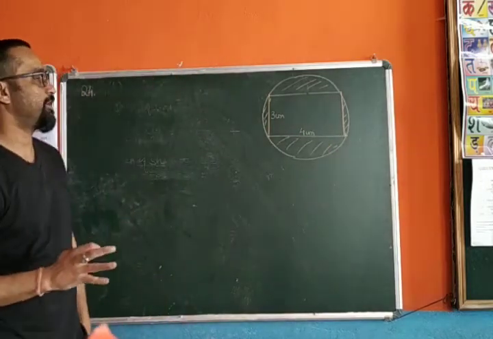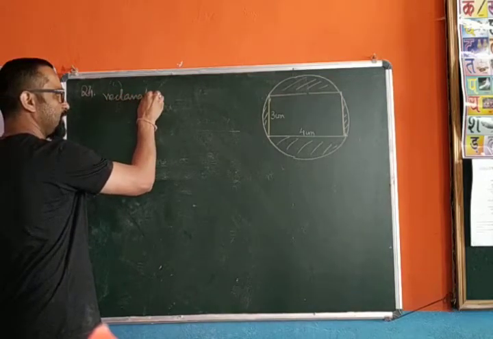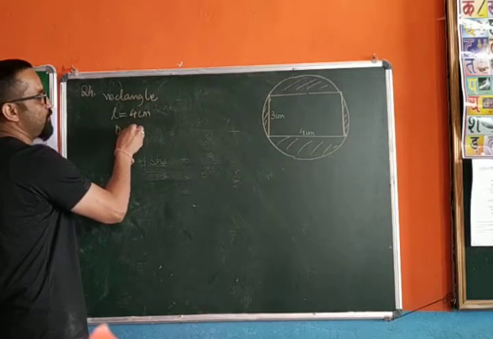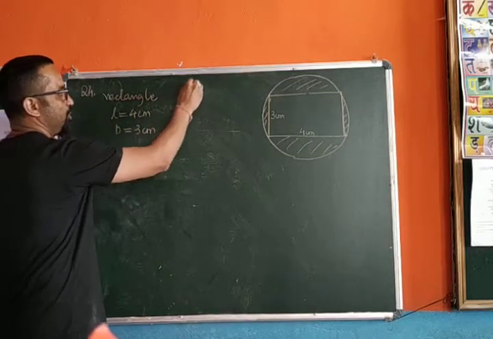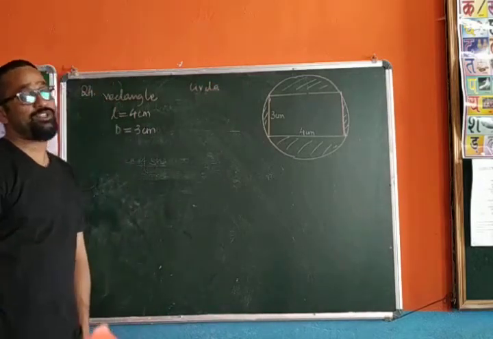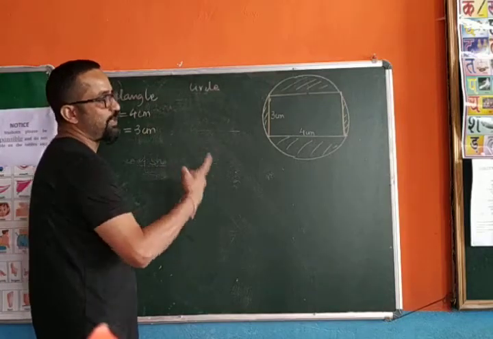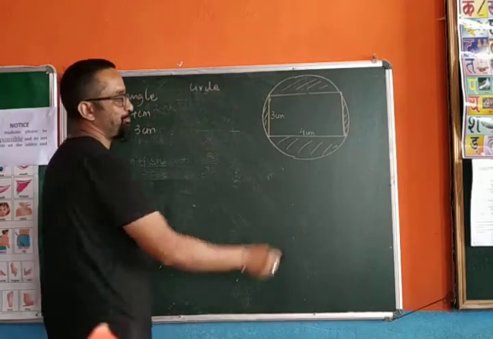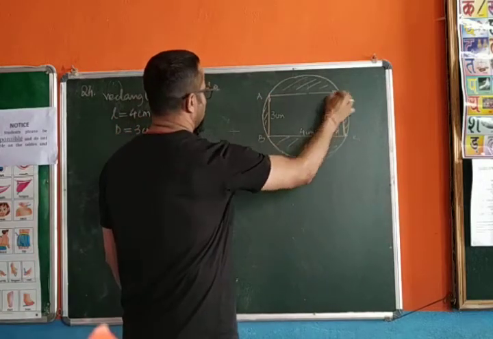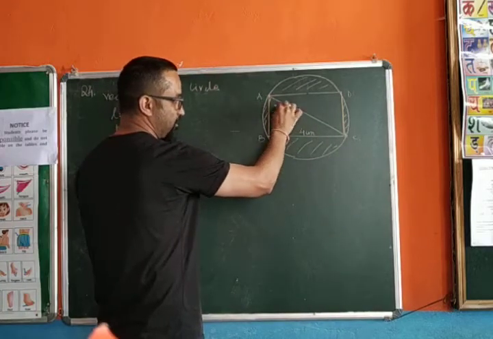You have two figures again, you have rectangle. Length is given 4 centimeter, breadth is given which is equal to 3 centimeter. Circle. We don't have any dimension given for circle. So what do we do? We need to calculate its value. Name this figure as ABCD rectangle. Join it such that you get a right angle triangle here.